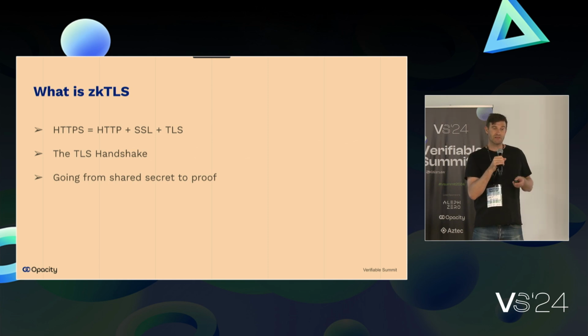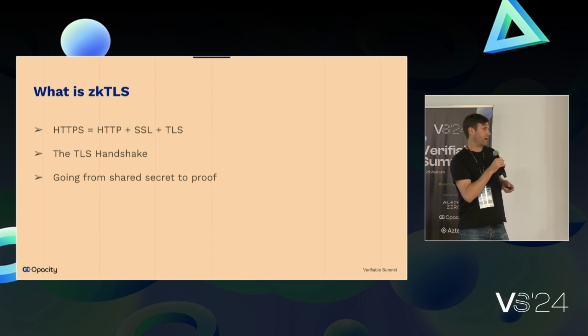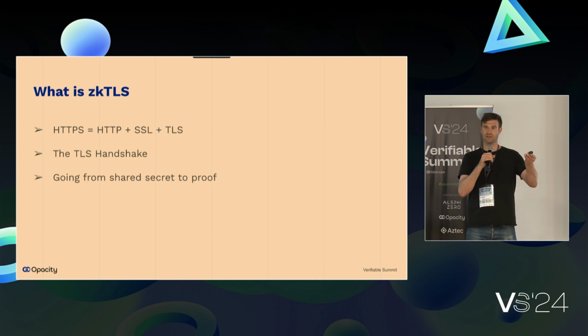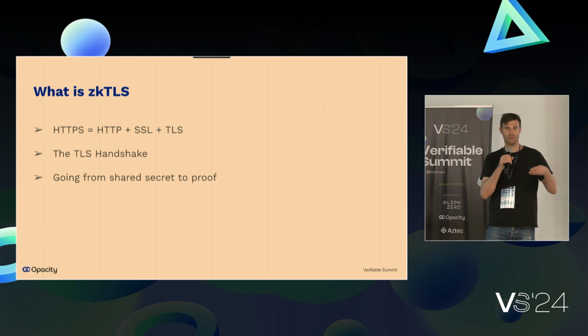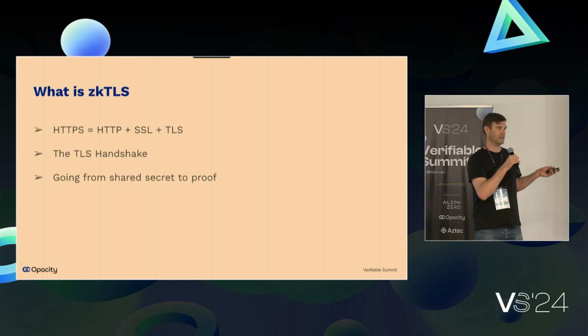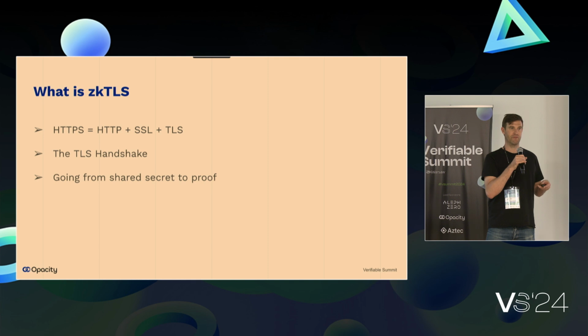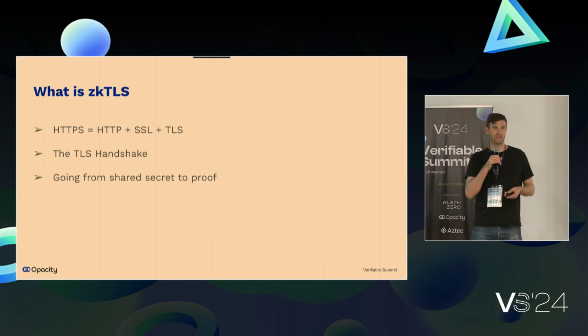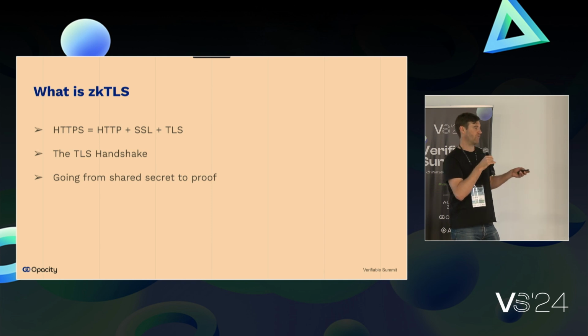HTTPS has been talked about several times today, so I will spare you a detailed look into that, but essentially there's a shared secret between the server and the client that they use to encrypt the communication. The problem is that it is a shared secret. They both have the encryption key. So if the client wants to share that data with someone else, there's no verification, there's no way to prove that that data came from the server.